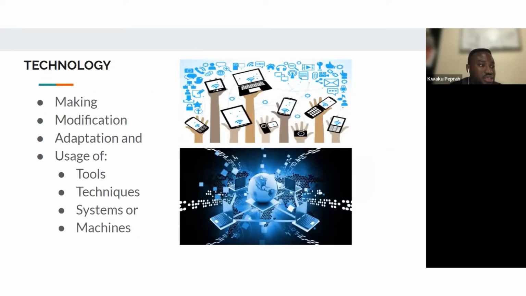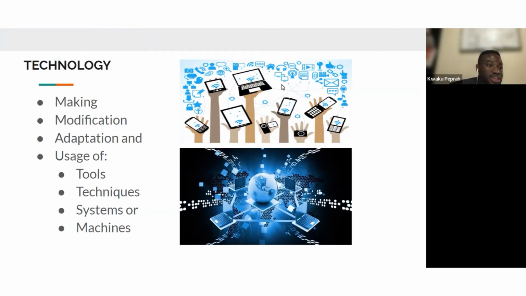Also, technology. When we talk about technology, technology is made up of a system that helps us communicate information to be able to help us live efficiently and effectively. We're going to talk about the making and the modification, right? It starts from making of a system, modification of a system, and adaptation of the system. And technology usage, we use it in the form of a tool. It can be techniques, systems, and machines. And we use this media to operate and to be able to send information across.